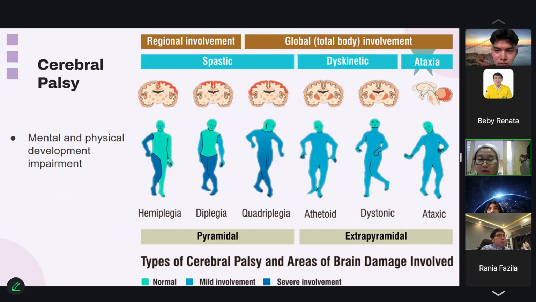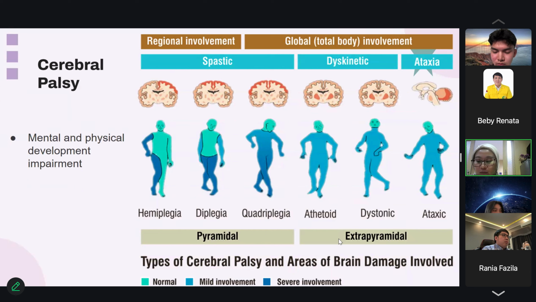Cerebral palsy is a good example of an intellectual disability condition, and also a good example of a physical developmental disorder. Actually, this is a neurological disorder caused by abnormality in the part of the brain that controls muscle movement. The location of the brain damage will define the type of cerebral palsy.